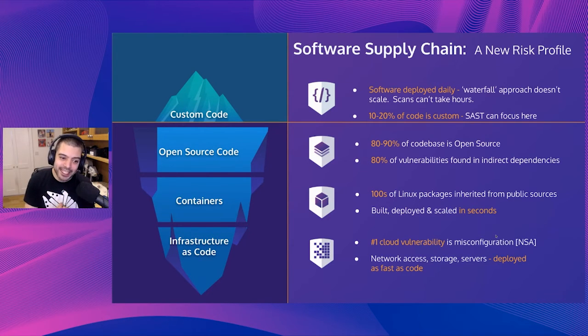So these containers can pull in hundreds of packages, many of which contain different vulnerabilities that can potentially be exploitable. And of course, infrastructure as code, the config and the code and the scripting that we use to automate our production environment, our containers and our config.